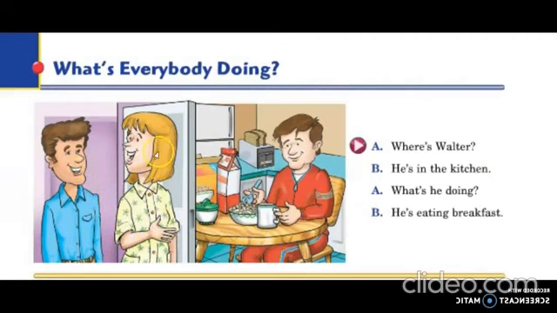Okay, in here we can see the contraction where's, and state where is Walter. We get the contraction he's in the kitchen, not he is in the kitchen. What's he doing? No, what is he doing? He is eating breakfast. ¿Qué quiere decir? ¿Dónde está Walter? Él está en la cocina. ¿Qué está haciendo? Él está comiendo, ahí vemos la terminación ing, ando, yendo, breakfast, desayuno. Muy bien. ¿Qué vamos a hacer ahora?